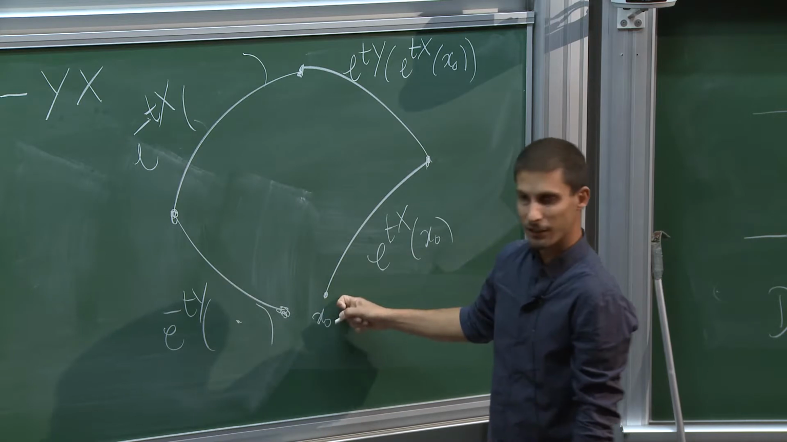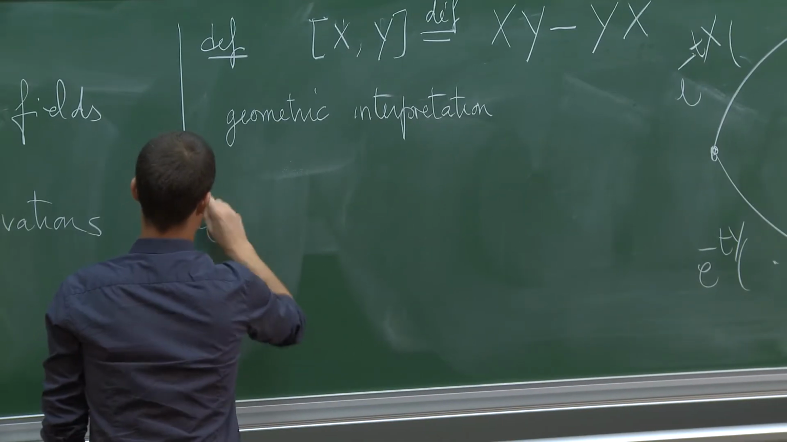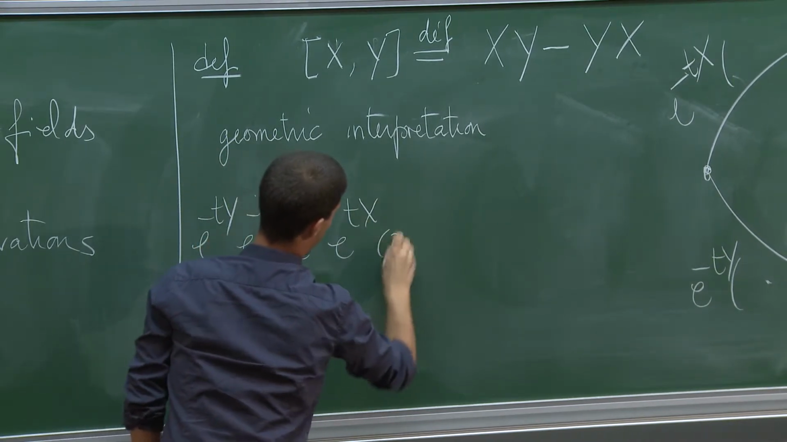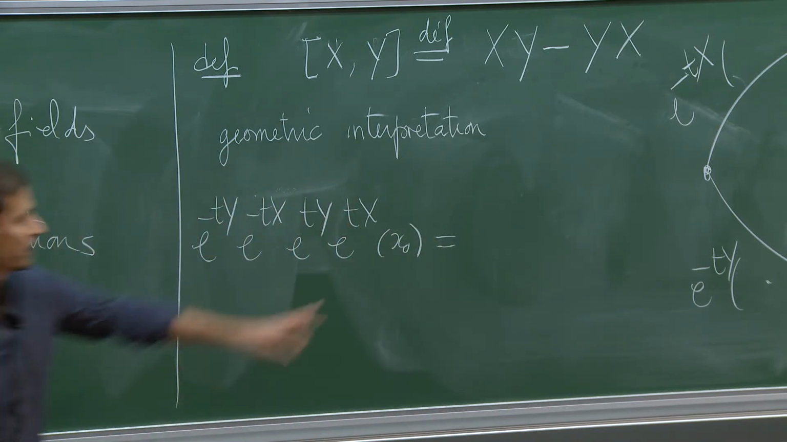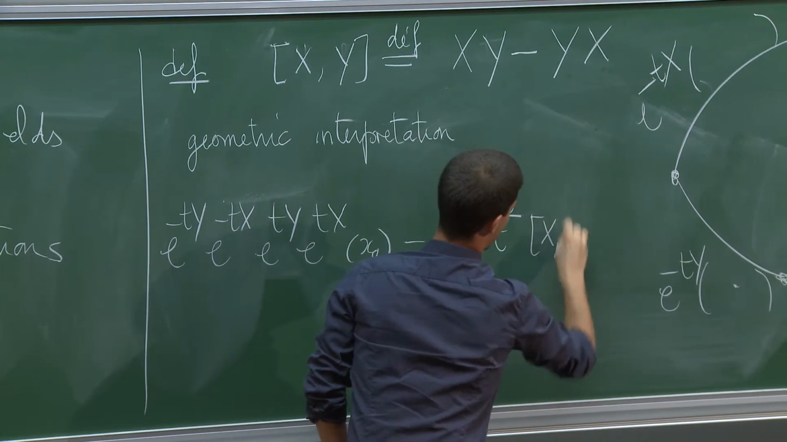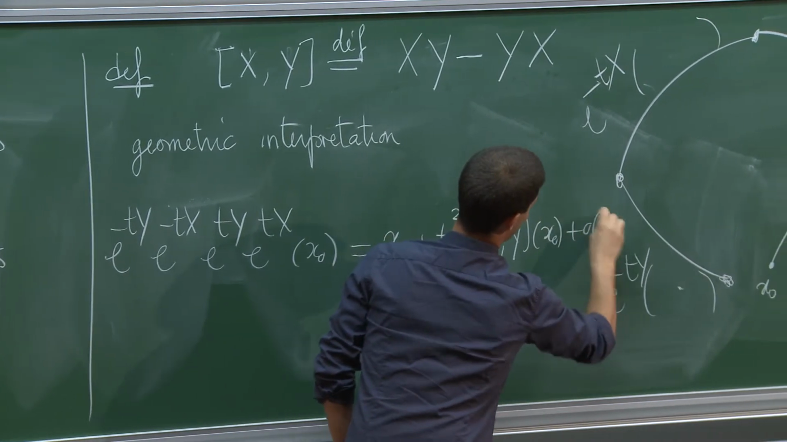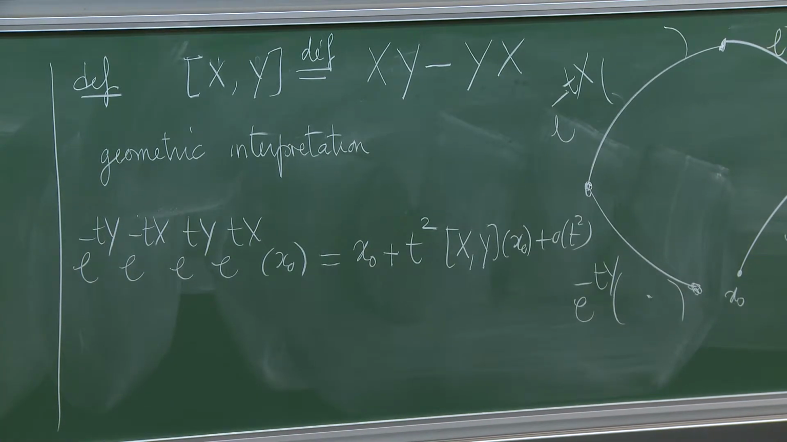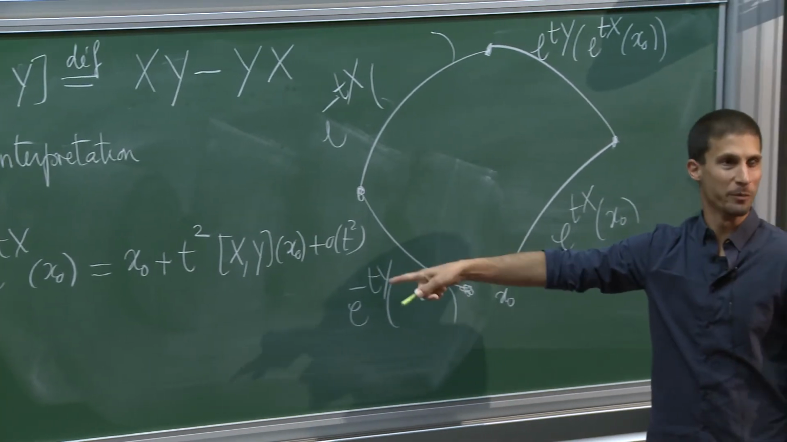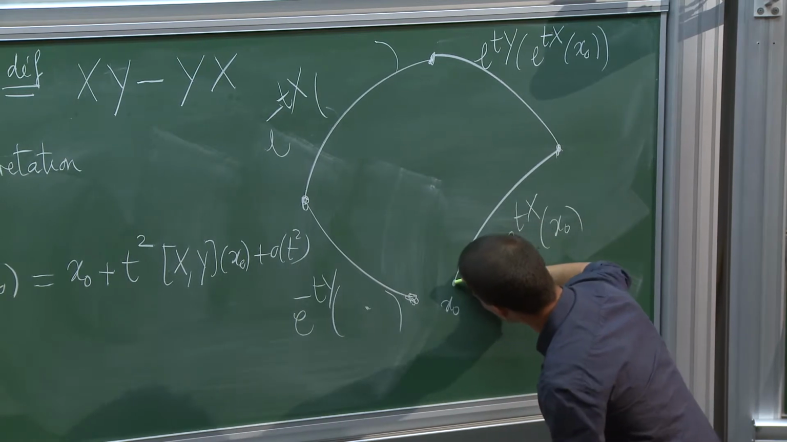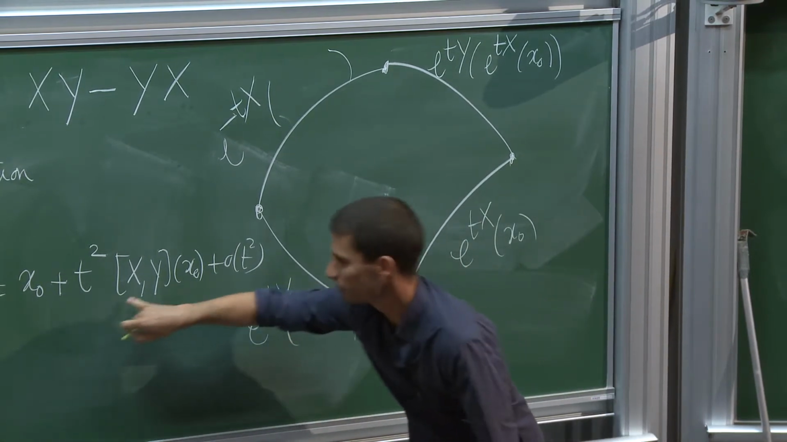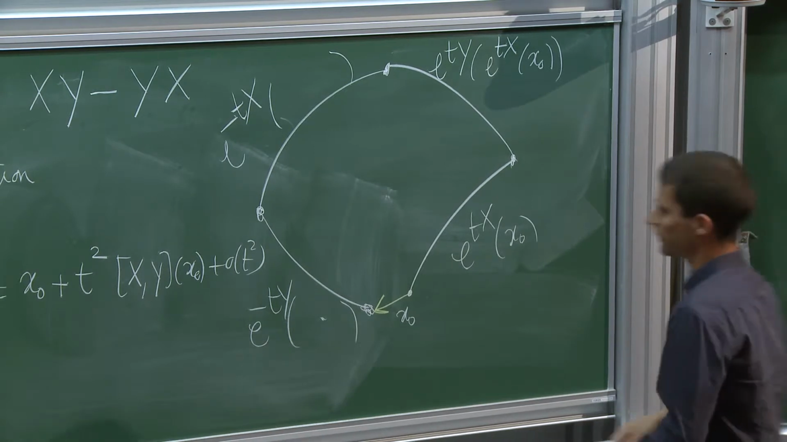And what happens is that, so let me write in this way. It happens that this combination is the initial point plus t squared times this quantity, plus lower order terms. Okay? So this is, let's say, the general formula behind what we have said. So this correction here is at second order, and the coefficient of the second order is exactly the Lie bracket.